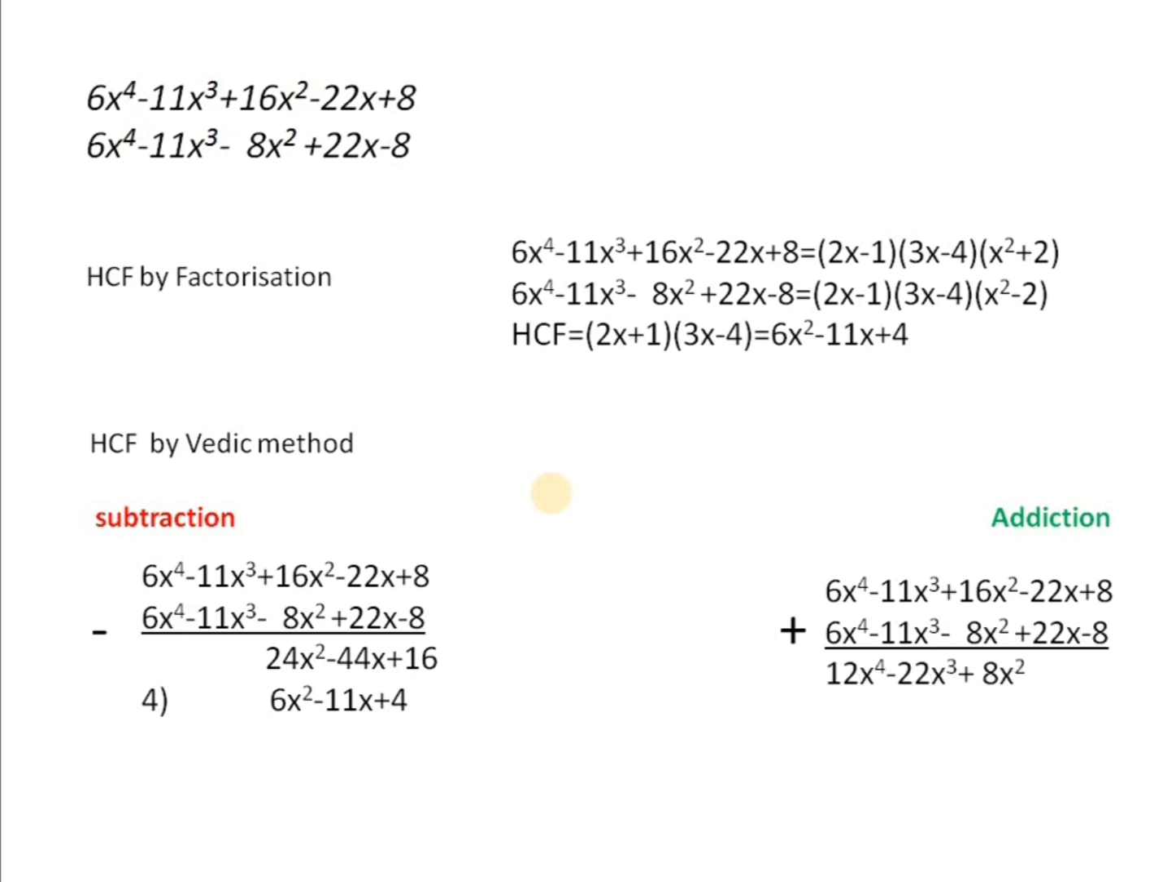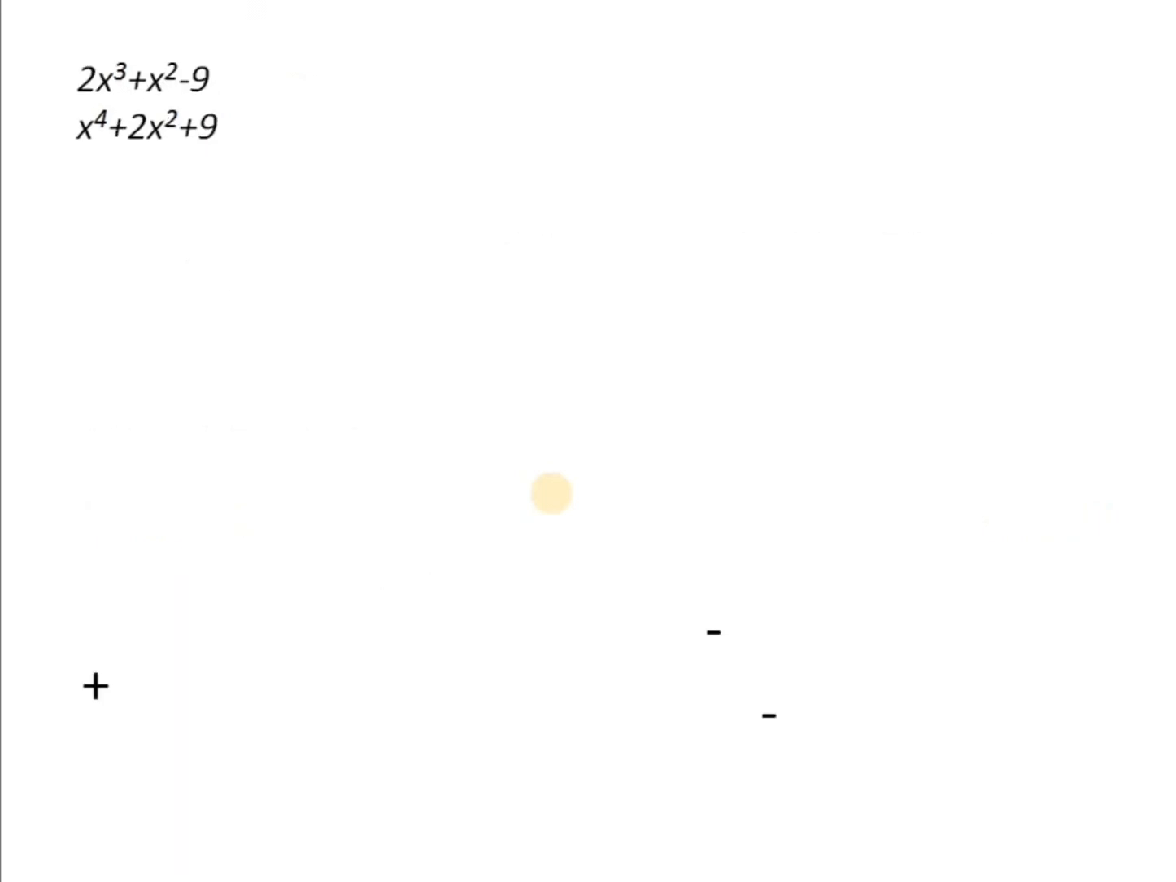So we'll just simply add. The last two terms have opposite signs and the same value, so they get eliminated on their own. We are left with 12x power 4 minus 22x cube plus 8x square. Now we can see that 2x square is common here. So we divide by 2x square and we are left with our highest common factor, which is 6x square minus 11x plus 4. So this subtraction or addition method is comparatively easier and simpler compared to even factorization, where we face the difficulty of finding the factors. So let us see one more example.